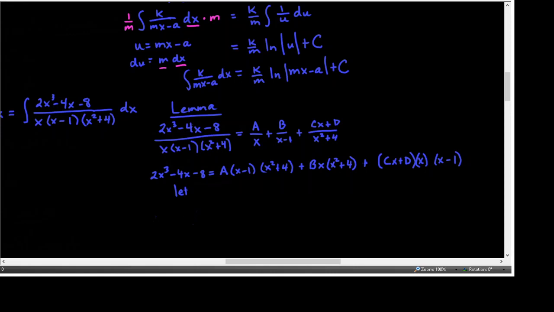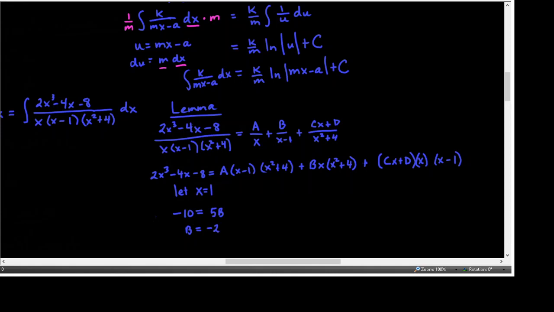So I think a good number to let x equal would be 1, because it's going to make the x minus 1 equal to 0. So on the left side, 2 times 1 cubed minus 4 times 1 minus 8 is negative 10, equals, the right side will be 0, plus 1 times 1 plus 5 is 5, so that'll be 5b. And the last term will also be 0. So we can solve for b, and it's -2.